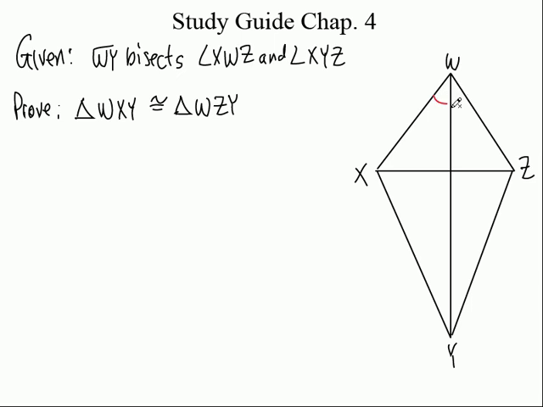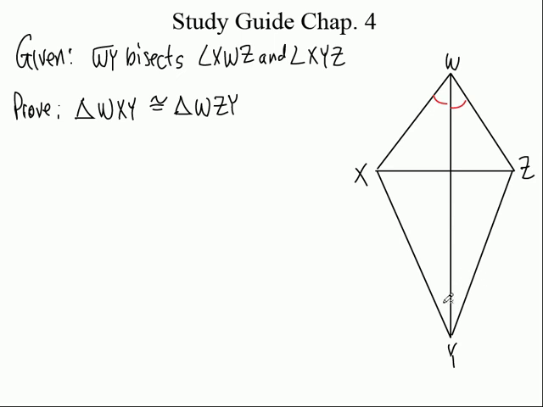Which means that this angle and this angle right here are going to be what? They're going to be congruent. They're going to be equal to each other. Okay? Why? What's my reason? Definition of angle bisector. Exactly right. And it also bisects XYZ.